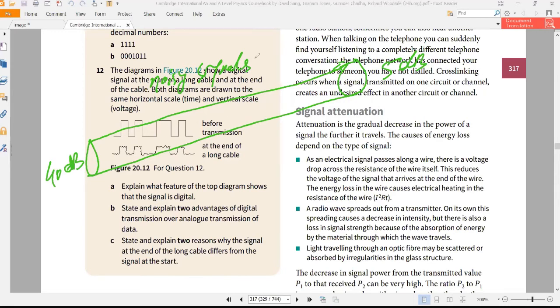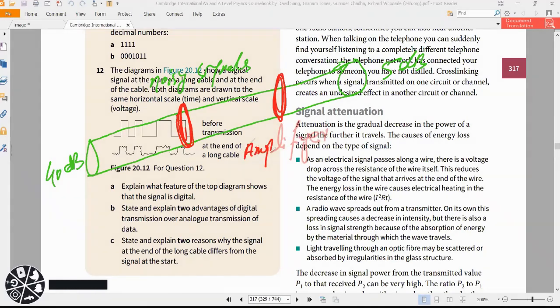So we install amplifiers, or you can say we install repeaters, over here, and that will boost up the power. In the repeaters we have two types of terms. The first term is the amplifier, and the second term is the regenerator.